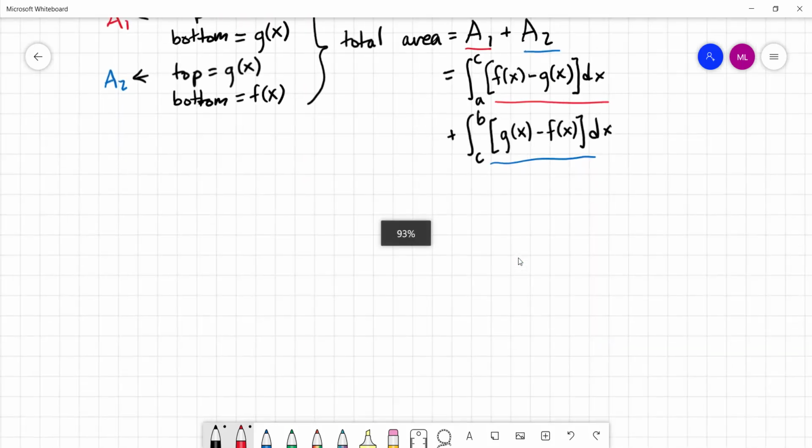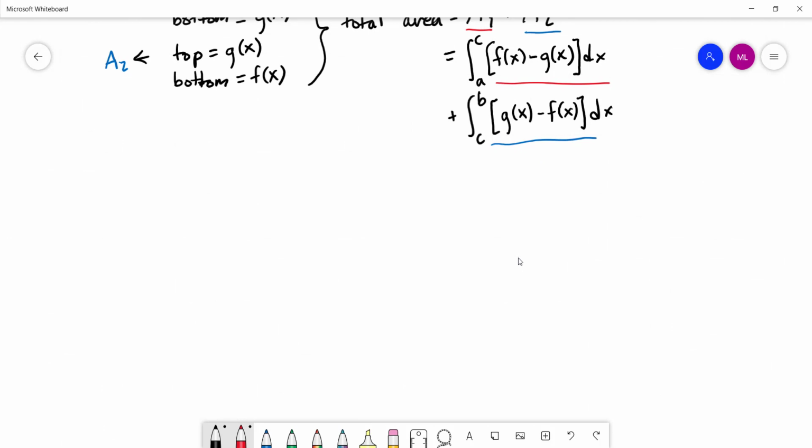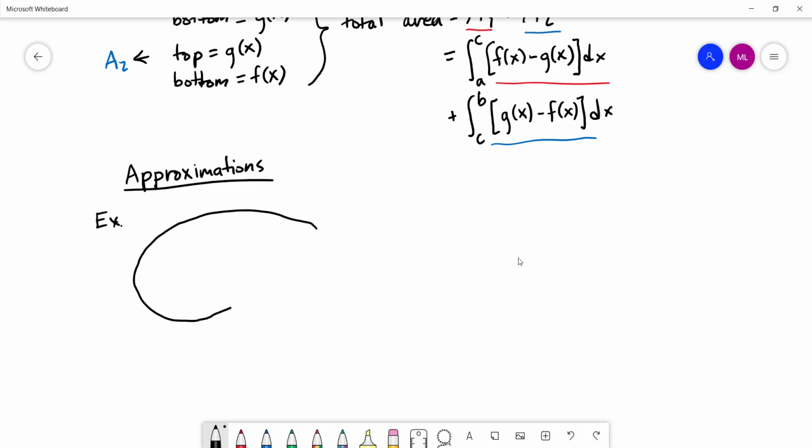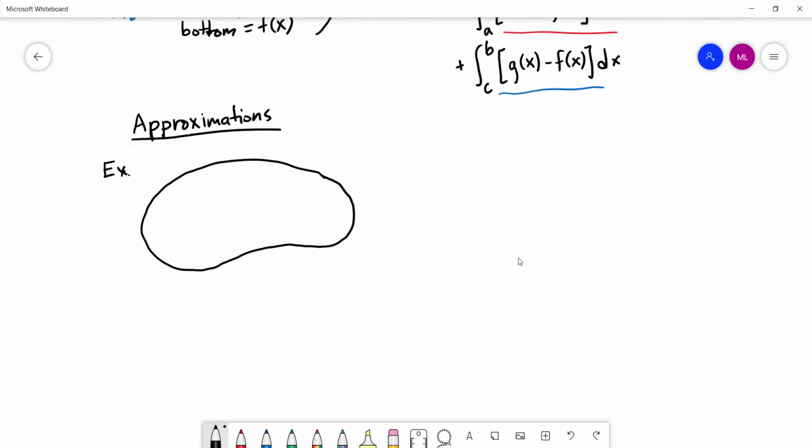Let me sneak in maybe two other quick topics, just that might help you with stuff that might come up on the homework. If you want to approximate things, so these are just more examples. So approximations. What if I gave you a shape that looked like this? And I wanted to find the area. And I told you that maybe we could split this up into a couple chunks.